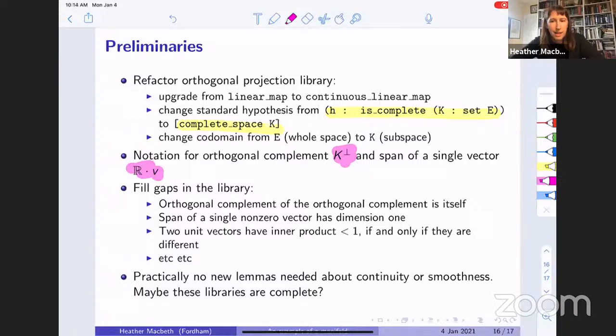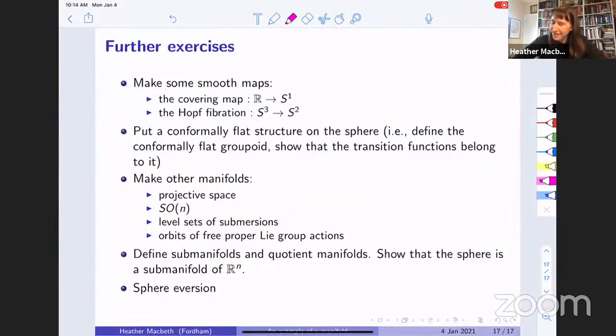And so let me conclude by suggesting some exercises, if this has captured your imagination and you feel like working on the manifolds library yourself. So firstly, I think it would be nice to have some examples of smooth maps. Two obvious ones would be the covering map from the line to the circle and the Hopf fibration from S3 to S2. If you're going to make the Hopf fibration, you need to do it in a slightly funny way because we don't currently have projective space, which would be the natural way of doing it.